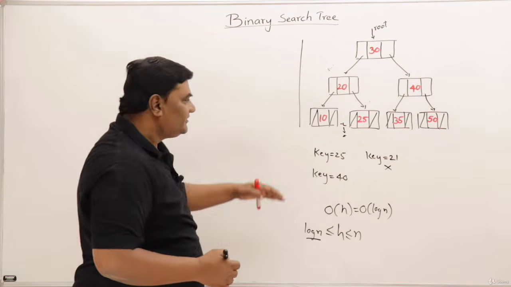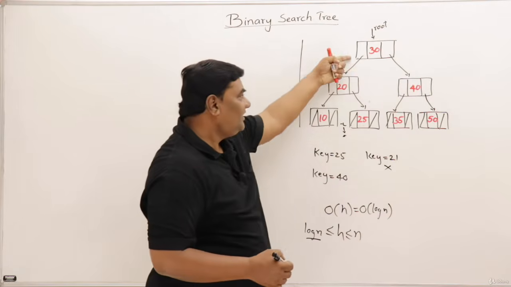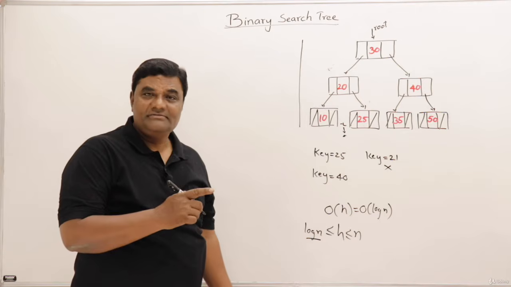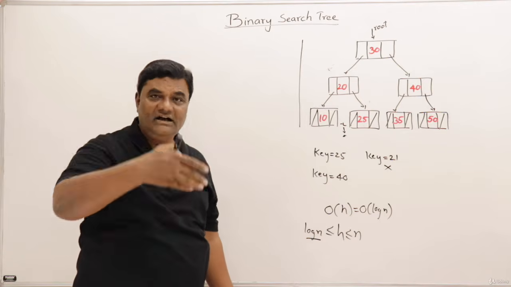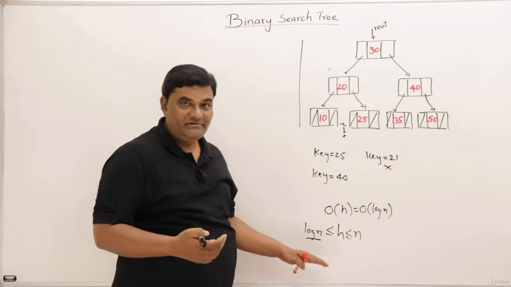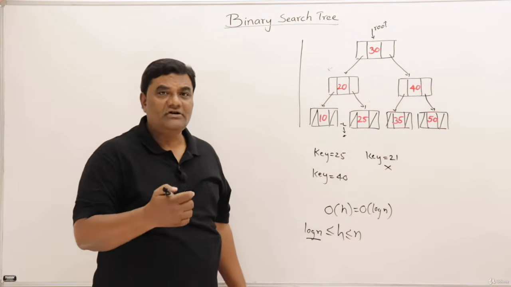Unsuccessful search. So in an unsuccessful search also, what is the maximum number of comparisons done? 1, 2, 3. This is null, so we did not do anything. So the maximum comparisons are equal to the height of the tree. So height, we assume that it is minimum, right? We don't assume that it is maximum. We assume it is minimum, so it is log n.